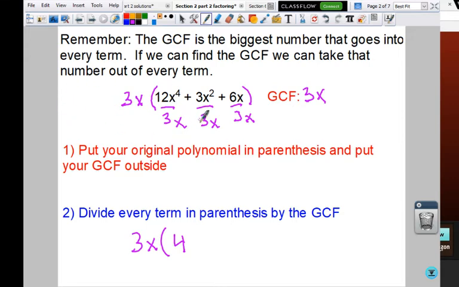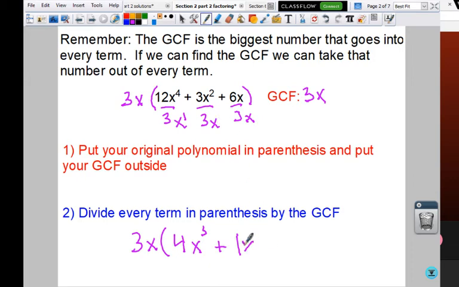Alright, we have to think back to the last chapter. What do I do when I'm dividing with x's and variables? Subtract. What exponent does this have right here? 1. What's 4 minus 1? 3. So I got 4x to the 3. Plus 3 over 3 is 1. And what's x squared over x? The exponent is going to be 2 minus 1, because you're subtracting, not adding. It's going to be 1.